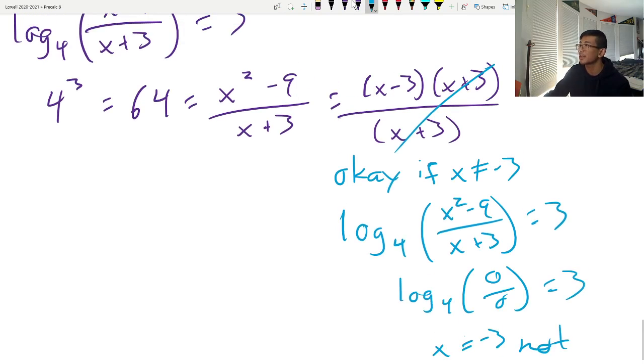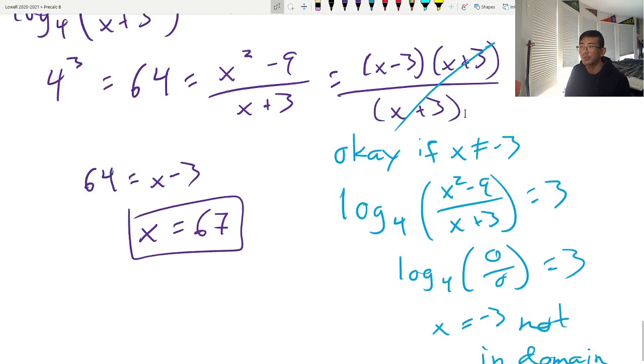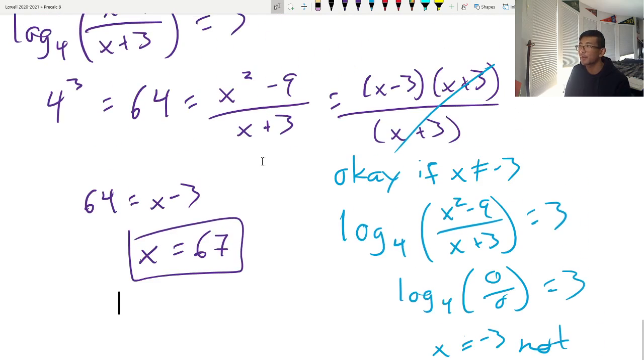So now we're looking at this equation: 64 is equal to x minus 3. Just get x alone, so we'll get x is equal to 67. Right? So that's how you will solve these. Again, be careful when you're factoring or multiplying both sides or anything like this, because there's always the chance that you're losing a possible solution. But in this case, you're totally fine.